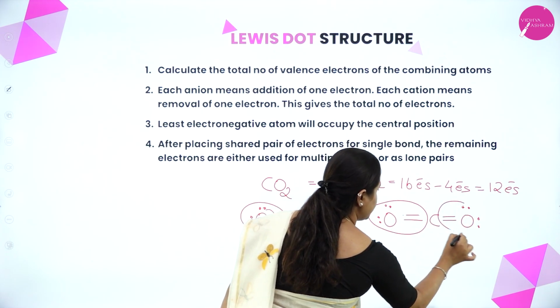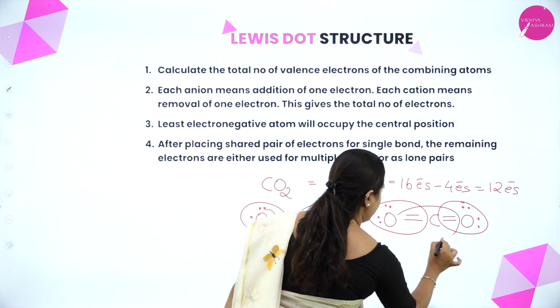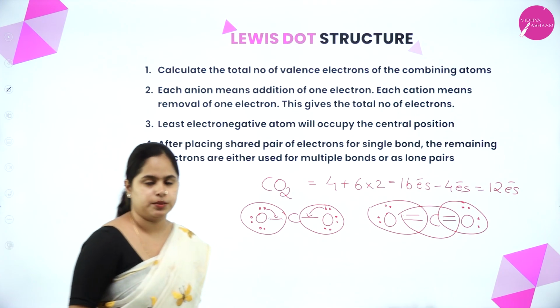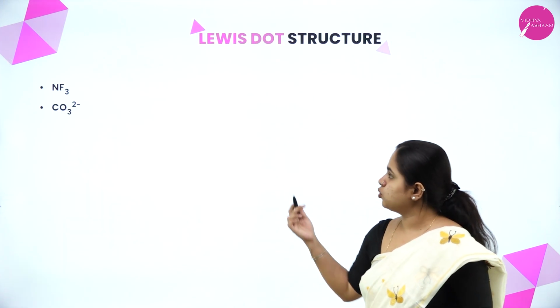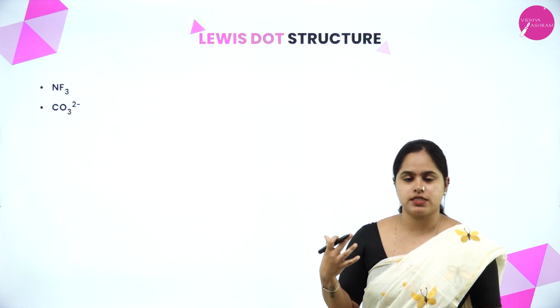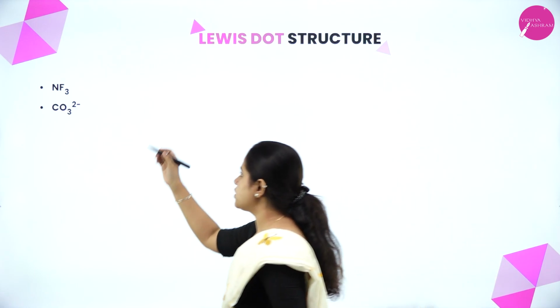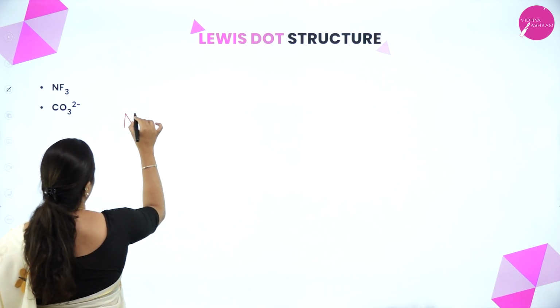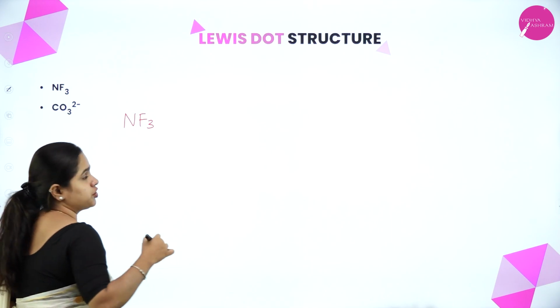Right? Even this attained its octet, and even for the carbon, it attained its octet. Clear? So now let's take 2 more examples and understand how to represent the Lewis dot structure. So first one is NF3. How do I represent NF3 in Lewis dot structure form?